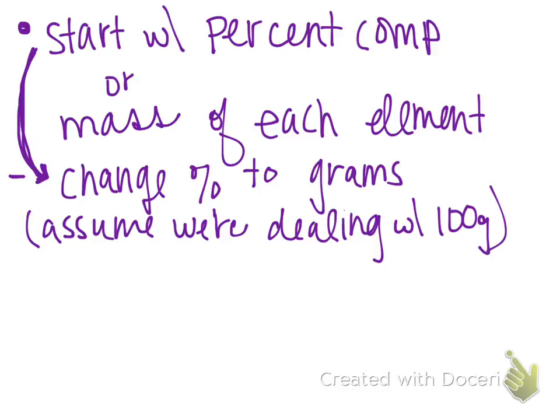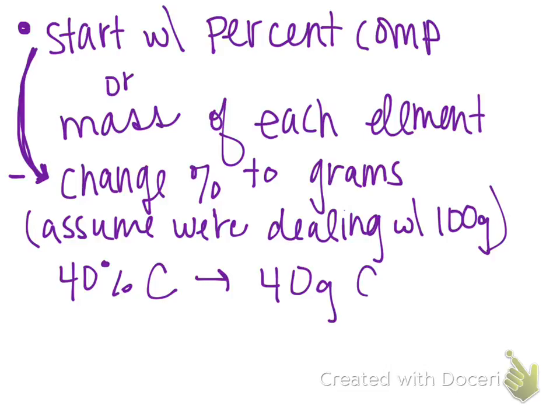So what that looks like is if we say a compound is 40% carbon, that means we're just going to start our problem by saying we have 40 grams of carbon. We're going to assume we're working with 100 grams, so 40% of 100 would be 40 grams. So the way we convert percentages to grams is that we just assume we're working with 100 grams and make that percent right into grams. If it's already given to us in grams, there's no reason to do that part of the problem. So those are the two ways that we can start.